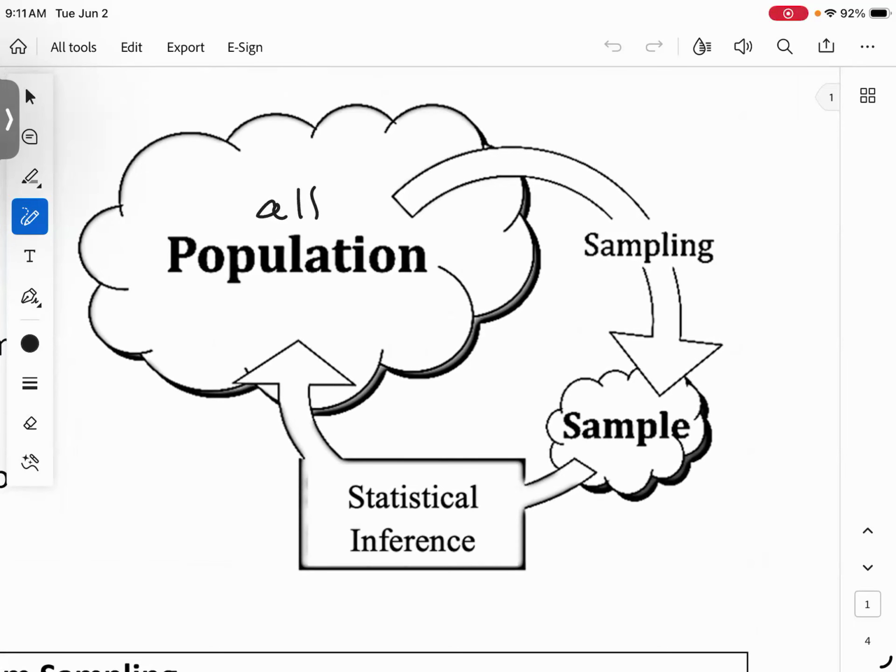And you can see I already got the word all there. That's not going to be on your handout yet. So go and just put the word all there. So population is going to be all of the cases that you are interested in doing a study about.